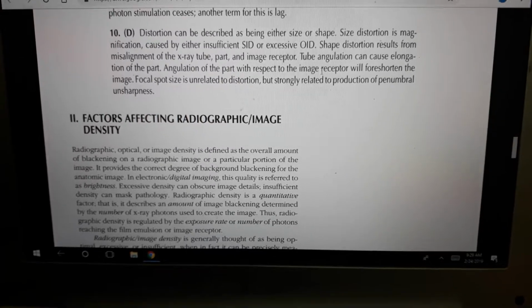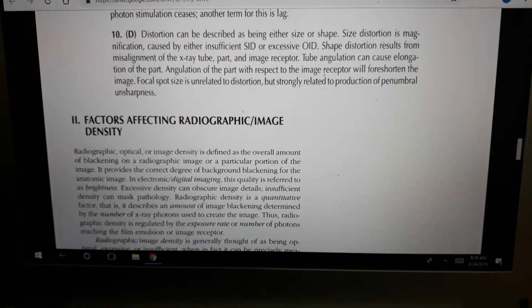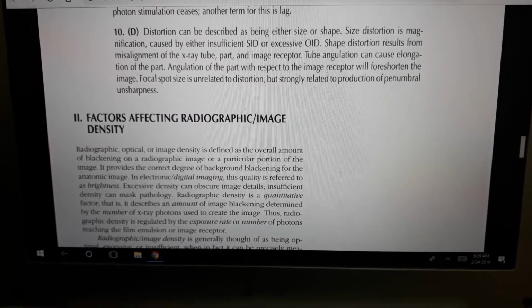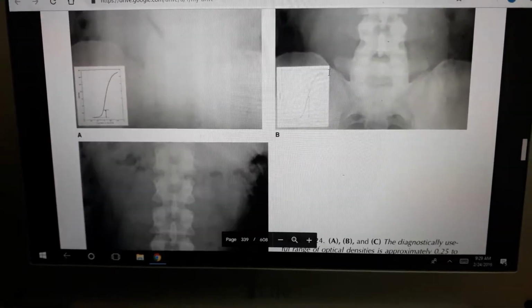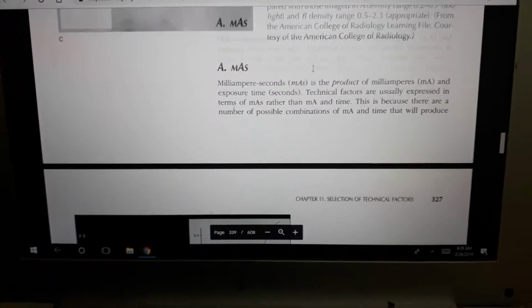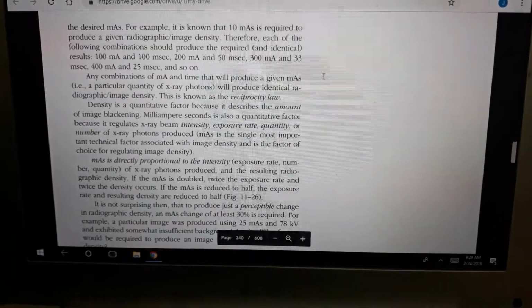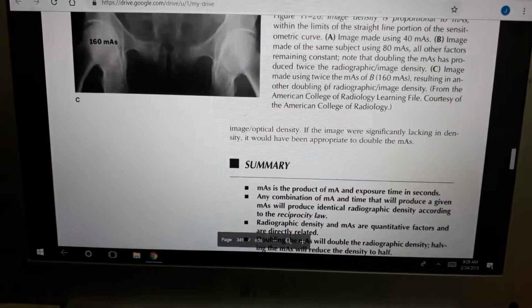This is the 11th lesson, second topic: factors affecting radiographic image density. There are different factors: high kVp and mAs. Next is mAs. mAs exposure rate: high, low and medium.